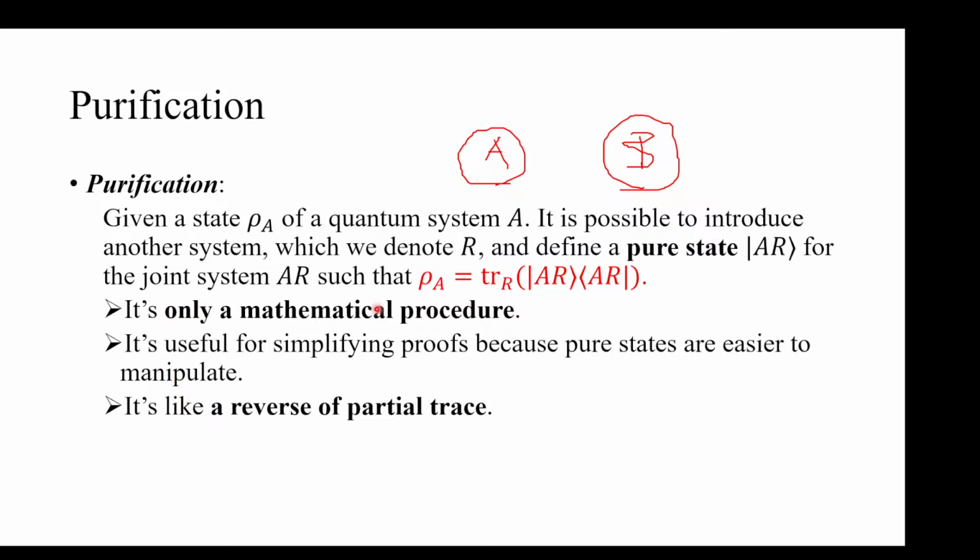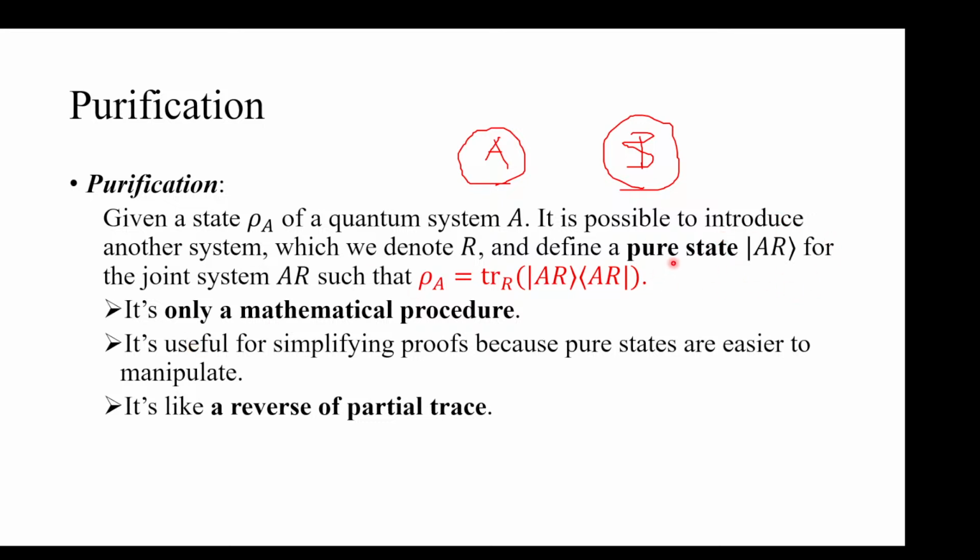One thing to emphasize is that this is only a mathematical procedure. This is just saying that if we know this rho_A mathematically, maybe stored in your computer, can you compute some pure state, this AR, such that rho_A equals the trace over R of AR? So this pure state here is also something we only compute in our computer.